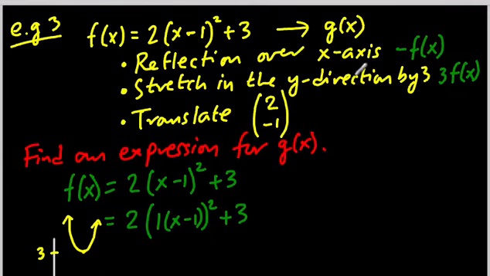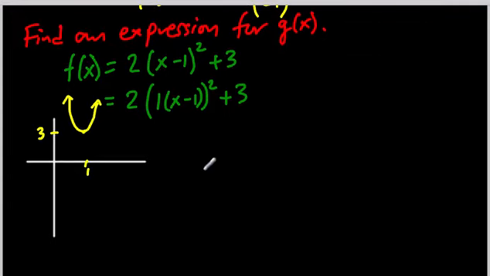So the first thing that we're going to do is we're going to reflect it over the x-axis. If we're going to reflect it over the x-axis, what that means is all the y's change, so the x's don't change. So this 3 will become -3, and it faces down. So it just faces down that way.